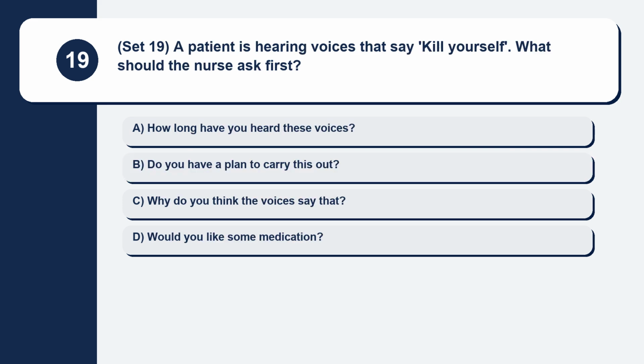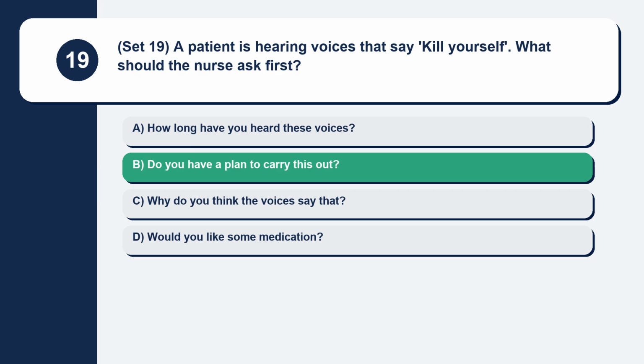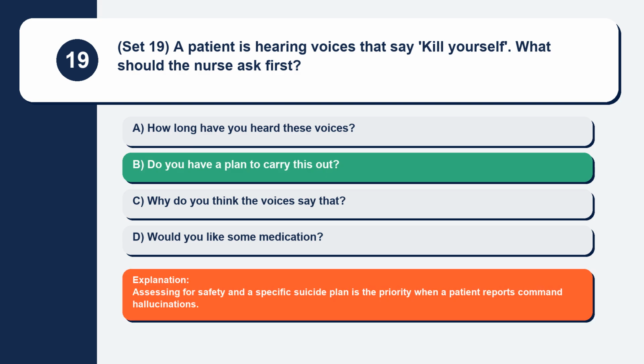Question 19. Set 19. A patient is hearing voices that say, "Kill yourself." What should the nurse ask first? How long have you heard these voices? Do you have a plan to carry this out? Why do you think the voices say that? Would you like some medication? Assessing for safety and a specific suicide plan is the priority when a patient reports command hallucinations.